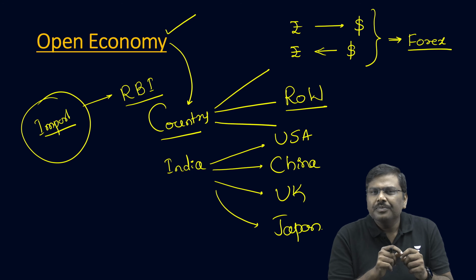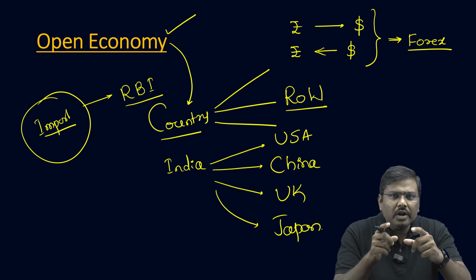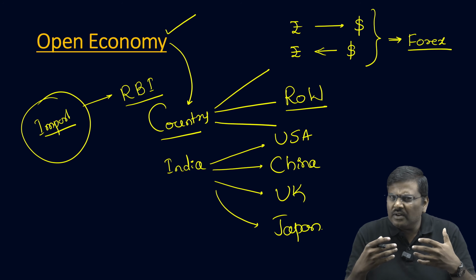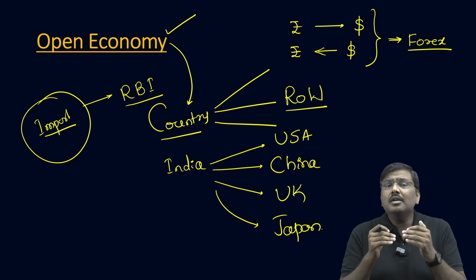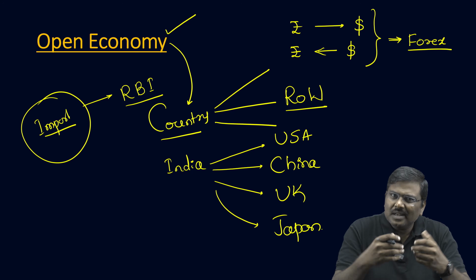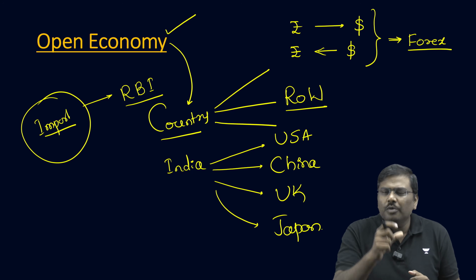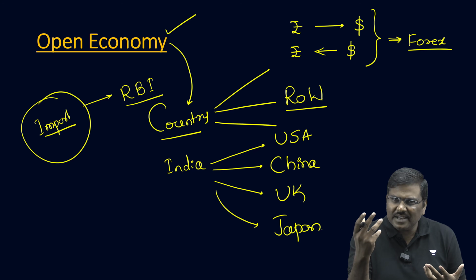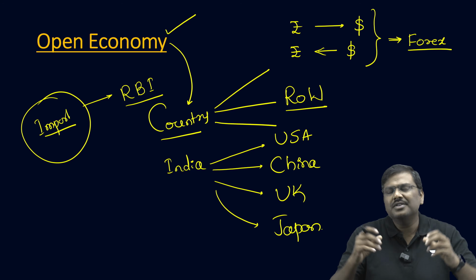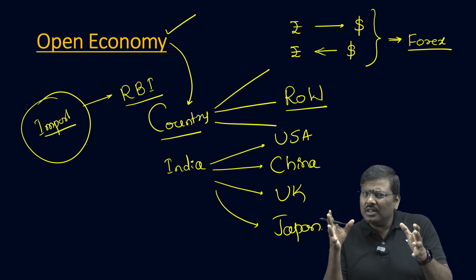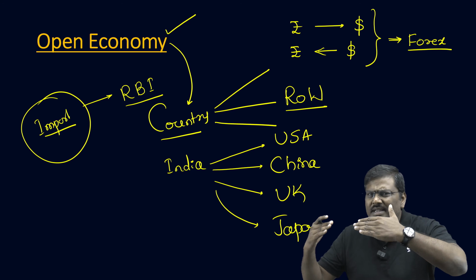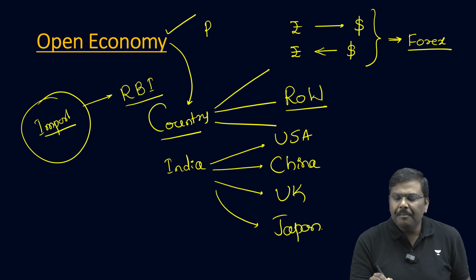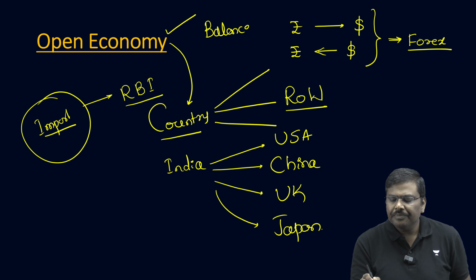RBI is the custodian, the manager of forex reserves in India, which essentially means RBI will hold all the forex reserves in India. In performing this duty, RBI will record all the transactions and publish a document which is essentially a record of all the transactions. This record of all the transactions, that is inflow of currencies as well as outflow of currencies, is essentially called the balance of payments.